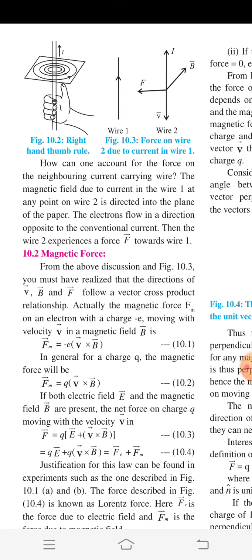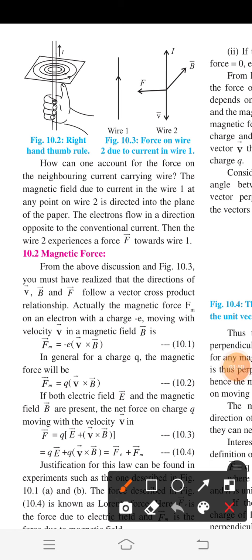In this video we see the second point, that is magnetic force. For studying this second point, magnetic force, we consider that description, that is, the magnetic field due to current in wire first at any point on wire second is directed into the plane of the paper and the electrons flow in a direction opposite to the conventional current flow. Then and only then wire 2 experiences a force F bar towards wire 1.